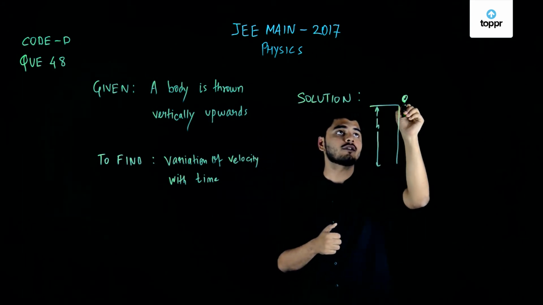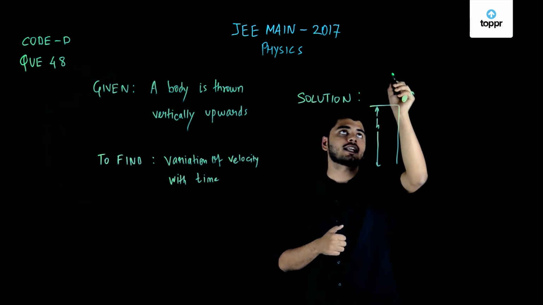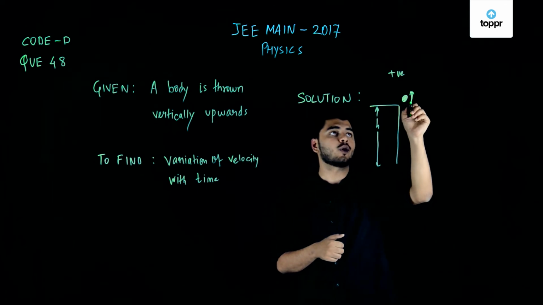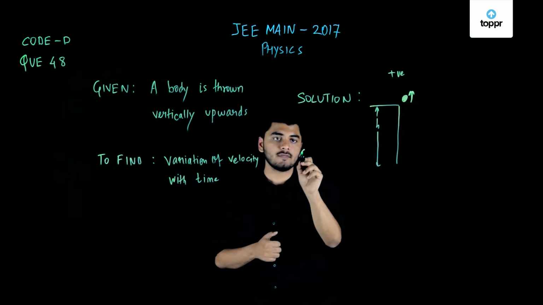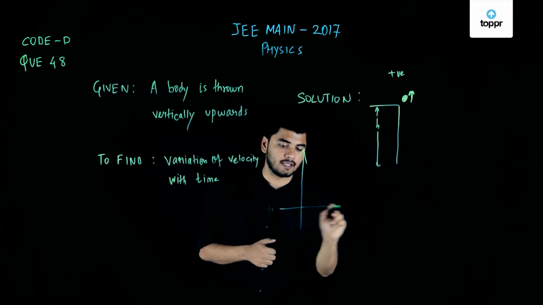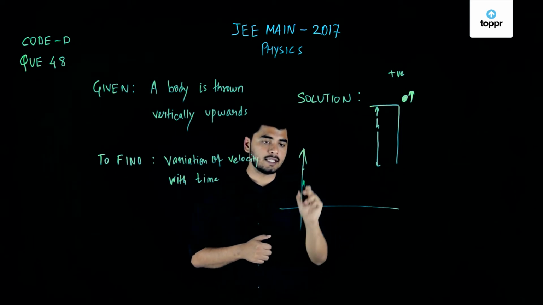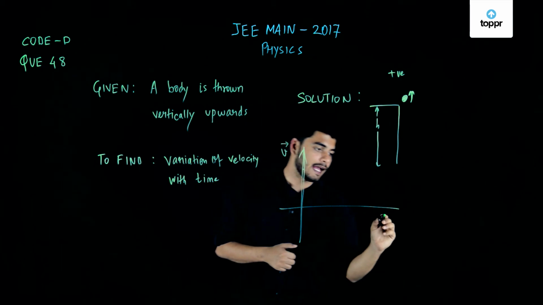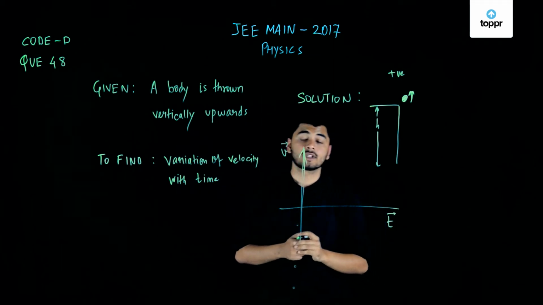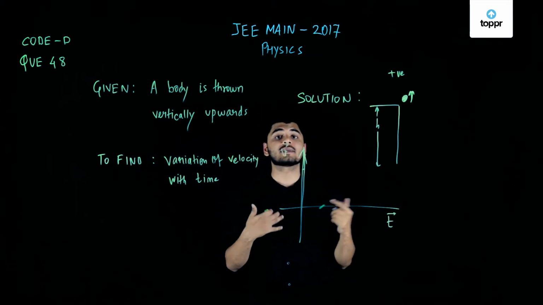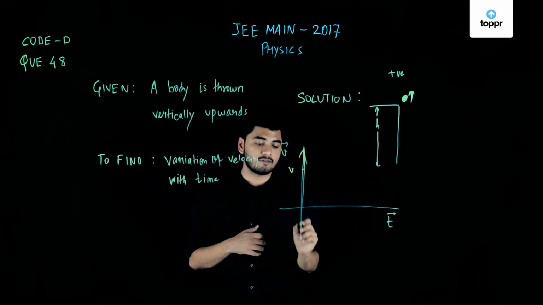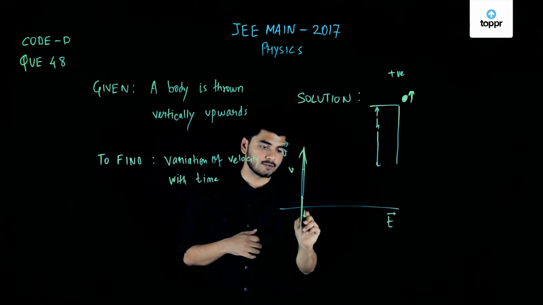Now, when I release the ball in the upward direction, and assume that my upward direction is positive, initially the ball will have some velocity, let that be equal to v. So initially, at time t equals 0, I am plotting my velocity on the y-axis and my time on the x-axis. When I release the ball, it has some initial velocity, let that velocity be equal to v, and that is the velocity of the ball at time t equals 0.